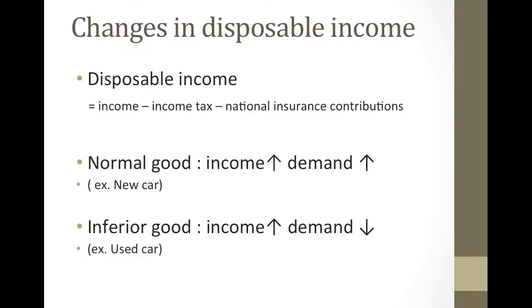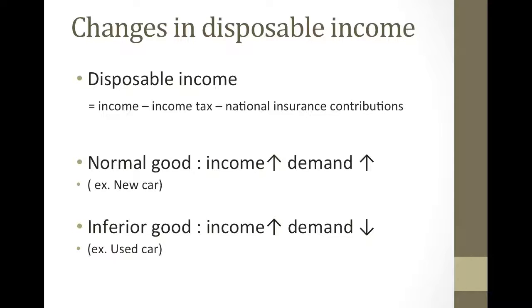Firstly, changes in disposable income affect the changes in demand. Disposable income means income after income tax and national insurance contributions have been deducted. For most products, if there is an increase in disposable income, it will result in an increase in demand. We call them normal goods. But for a few products, if there is an increase in disposable income, it will result in a decrease in demand, and they are called inferior goods.